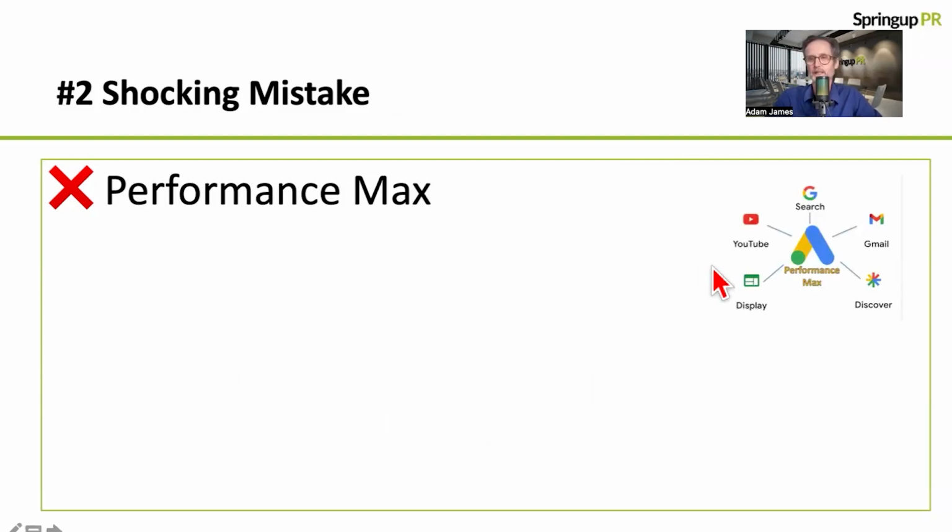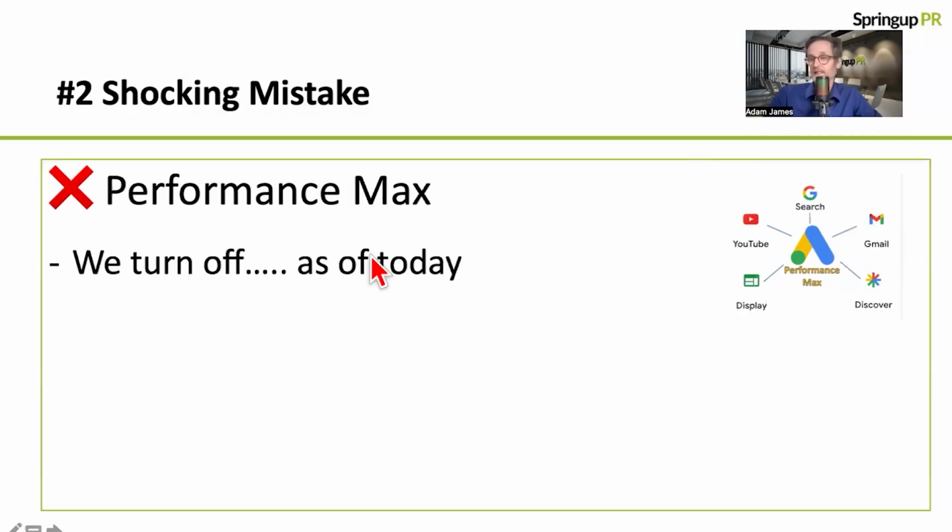If you don't know, it means that your ads get to be shown on Gmail accounts, on YouTube and display, which means Google is just showing your ads to people it thinks may have an interest in your care home. Again, we turn that all off as of today. I'll tell you why, because there's no intent.